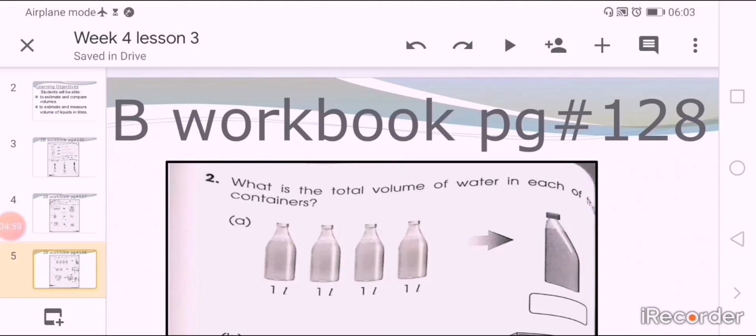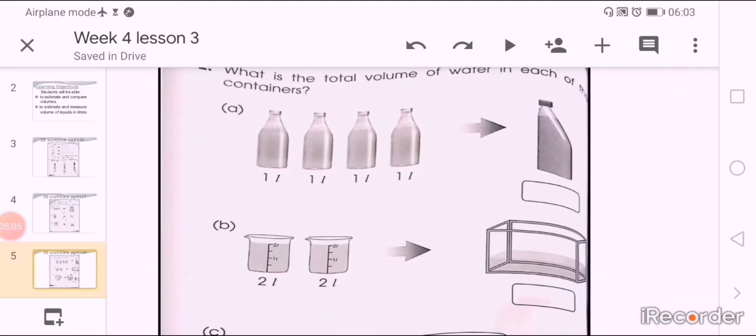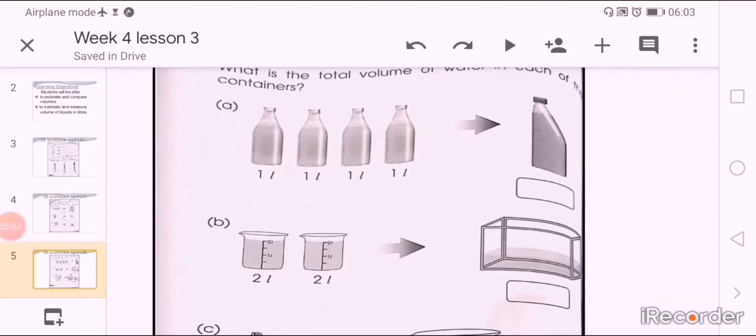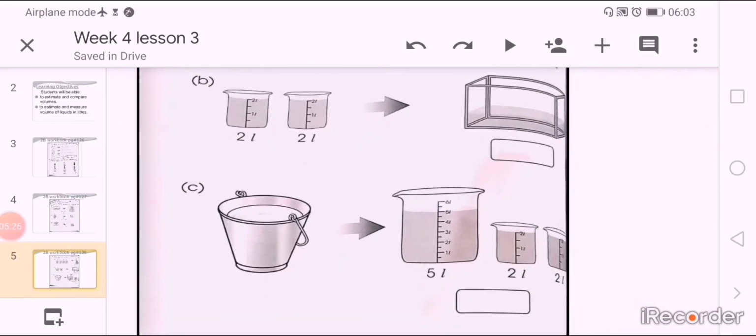This means the total volume of water in this container is 4 liters. Write 4L here. B part. There are 2 beakers in front of a container. Each beaker holds 2 liters of water. 2 plus 2 is 4. So the volume of water in this container is 4 liters. Write 4L here.